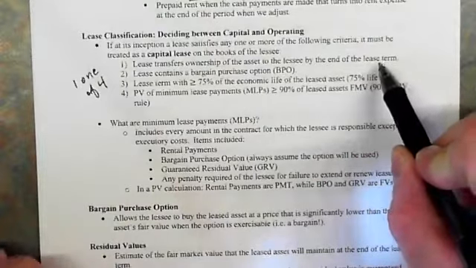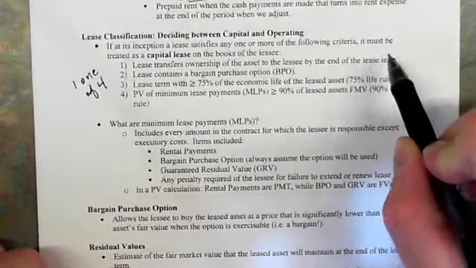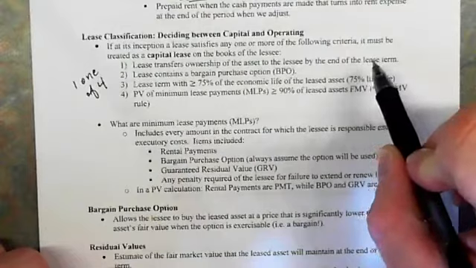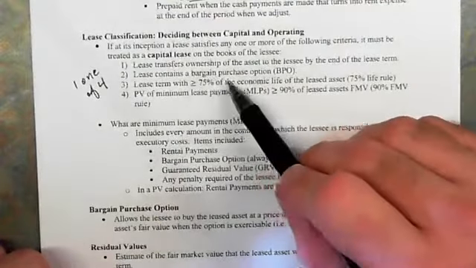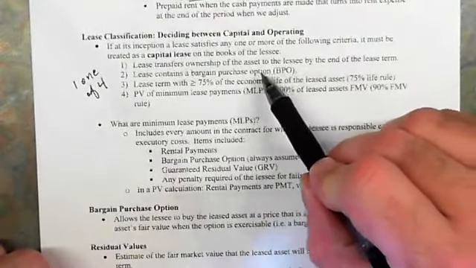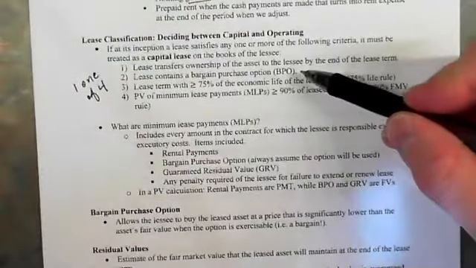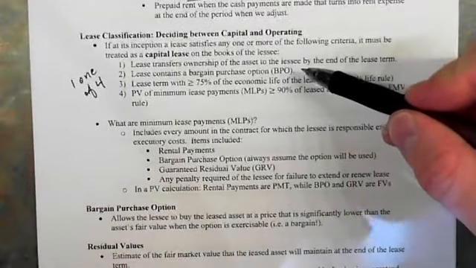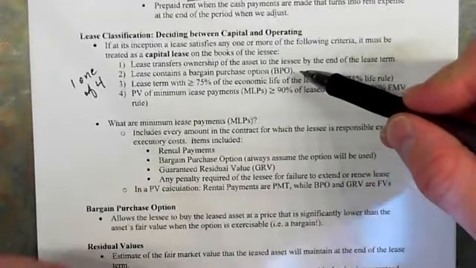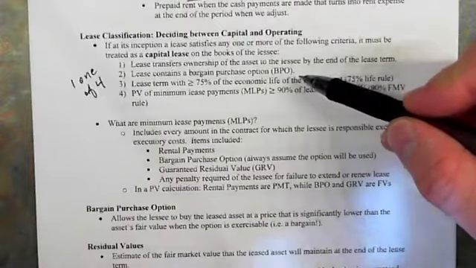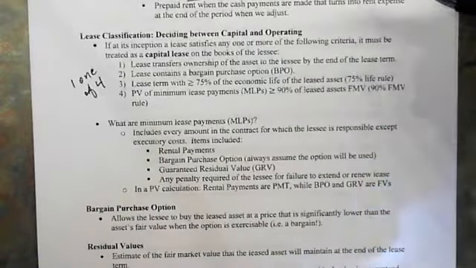So if the lease transfers ownership of the asset to the lessee by the end of the lease term, if there's just a transfer of title, then obviously it's a purchase, right? That one's pretty clear. If it contains a bargain purchase option, as we'll talk about down here, that is just an offer for the lessee to buy the leased asset at the end of the lease term for a bargain price, hence the name.